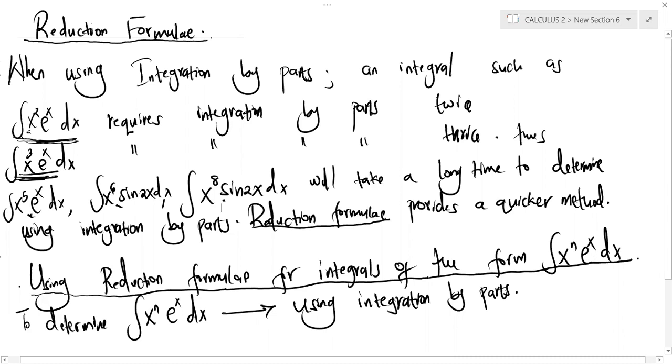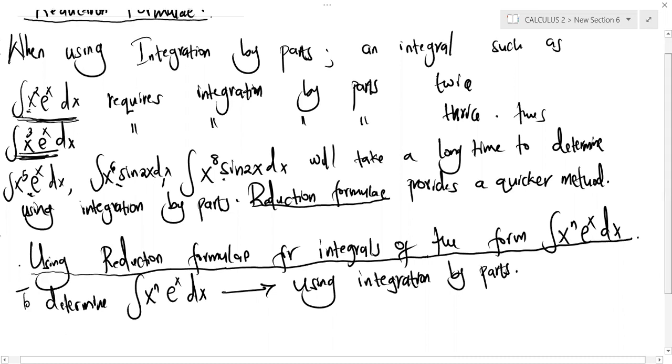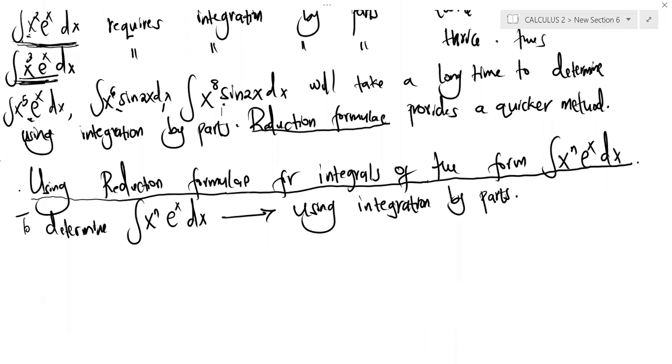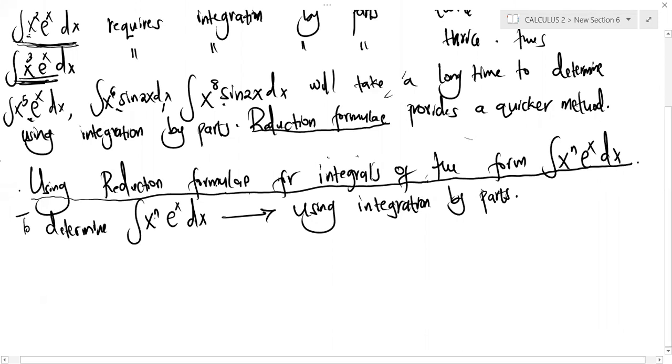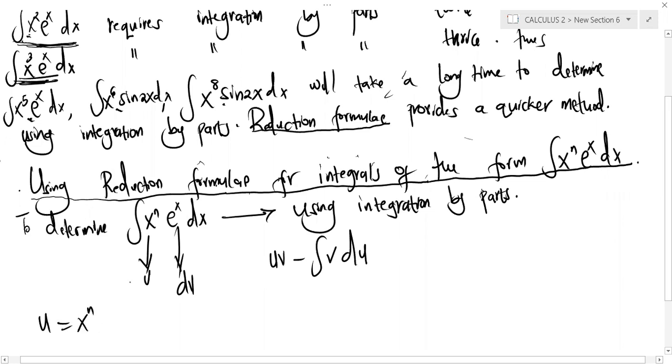So let's say we want to carry out the integrals of the form x^n e^x dx. So using the integration by parts method, let this be u and let this be dv. So we want to come up with a general formula of integrating any value x raised to power n. Now integration by parts formula is uv minus integral of v du.